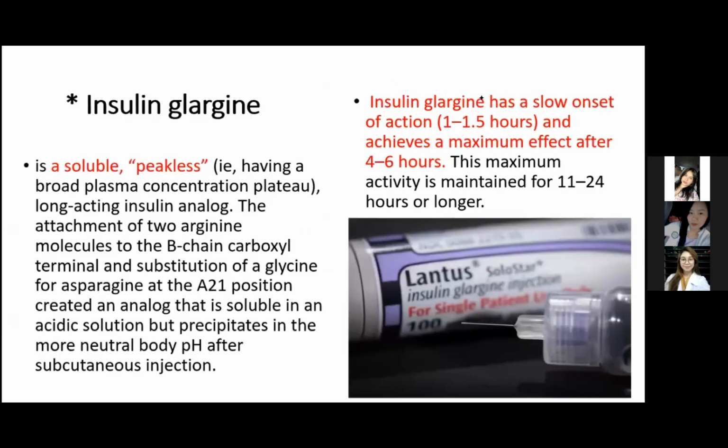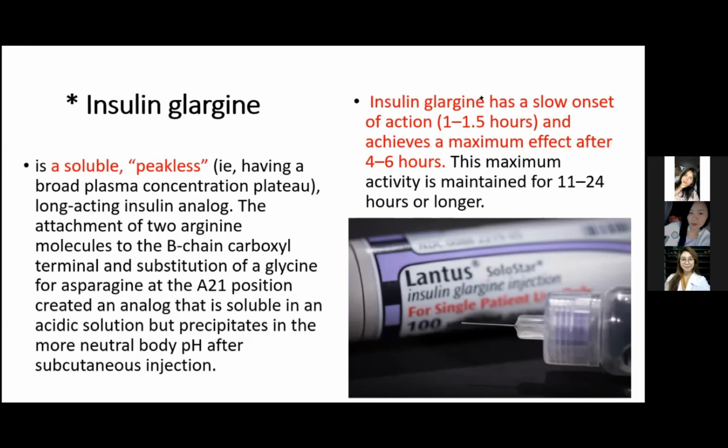We have insulin glargine, a soluble and peakless, long-acting insulin analog with a broad plasma concentration profile. The attachment of two arginines to the B chain carboxyl terminal and substitution of a glycine for asparagine at the A21 position created an analog that is soluble in an acidic solution but precipitates at body pH after subcutaneous injection.